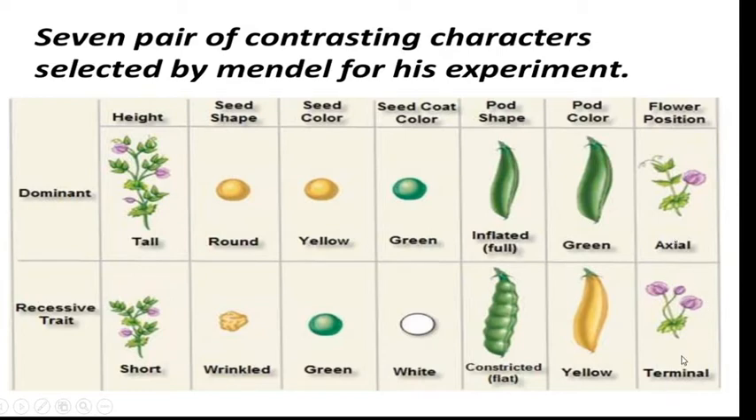One more character, what is that? Which we discussed yesterday, I had mentioned that particular trait. Very good. Flower color. So what is the flower color? Violet, white. Violet is the dominant character and white is the recessive character. So these are the characters which were studied by him.